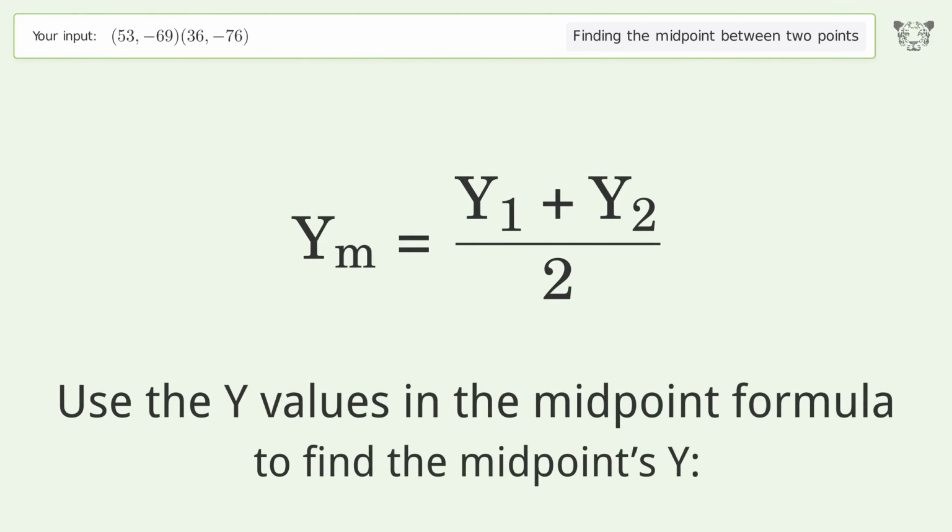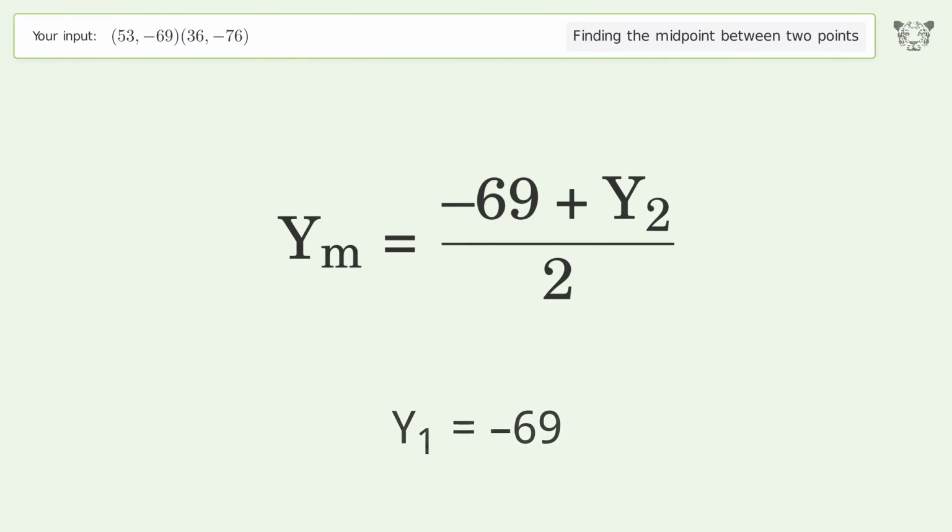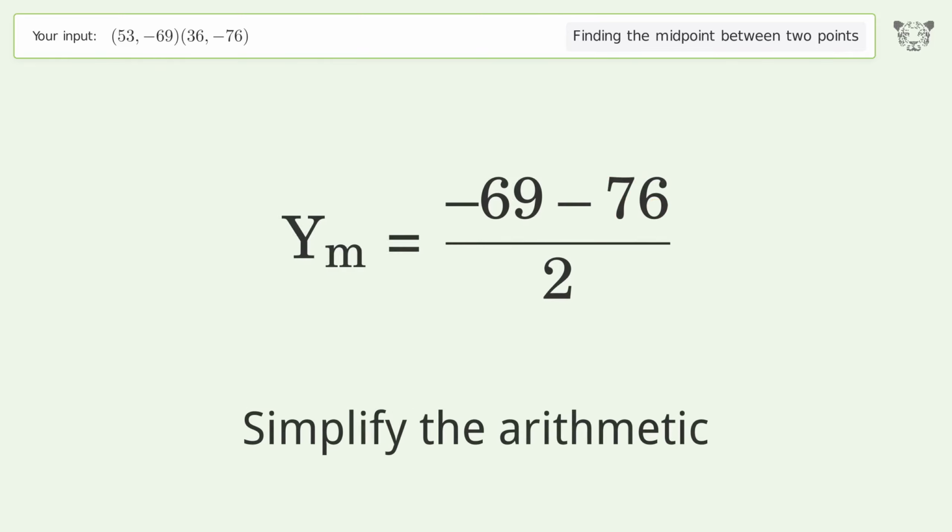Use the y values in the midpoint formula to find the midpoint's y. y1 equals negative 69. y2 equals negative 76. Simplify the arithmetic.